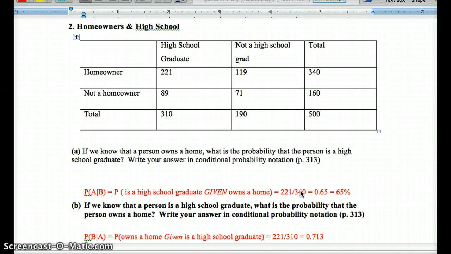When you write your answers, please express them as fractions and decimals. The fraction, you don't need to reduce it, because this lets us know 221 out of 340. Now, if we know that they're a high school graduate, what's the probability that they own a home? We cover up the second and third columns and just look at this first column. 221 are homeowners out of 310, so 221 over 310. Remember, if you're given that another event already occurred, we cover up the other columns so we don't get confused. Okay, go on to C and pause the video until you're done.